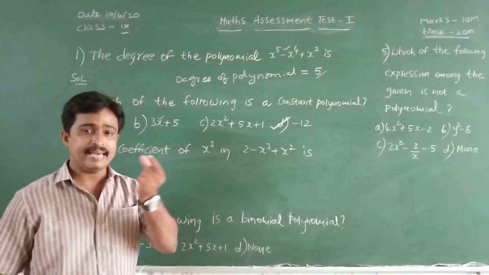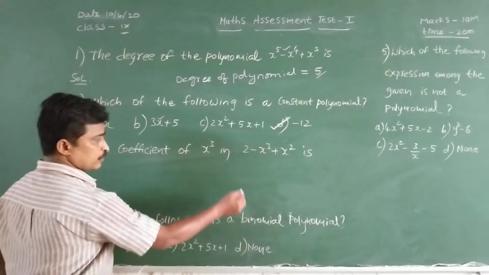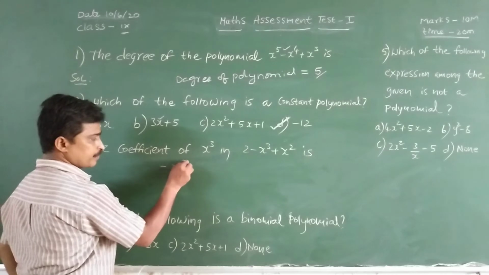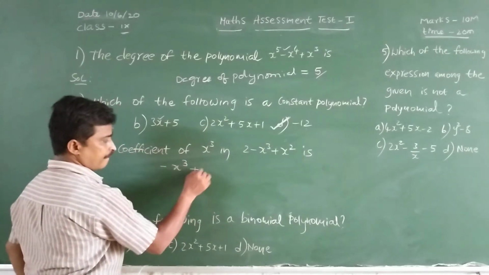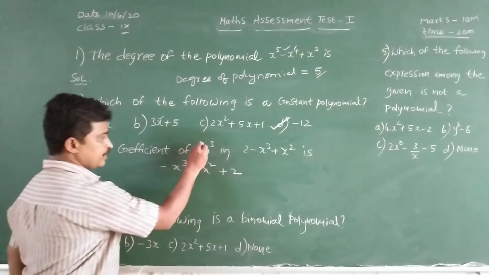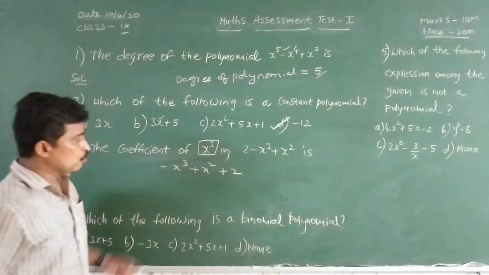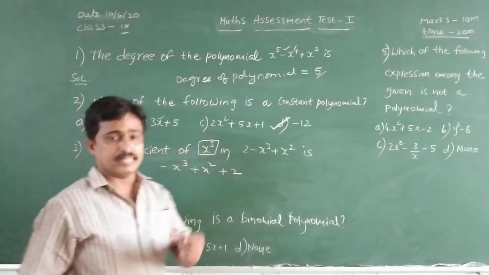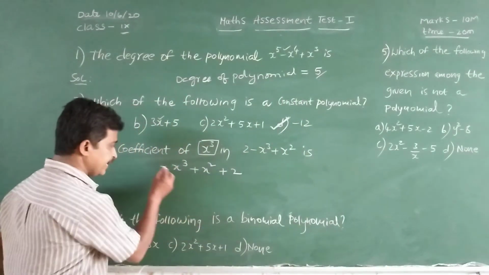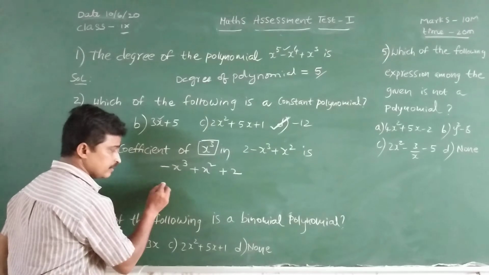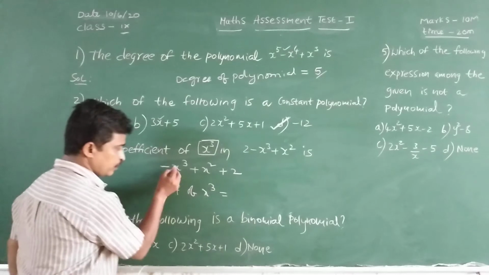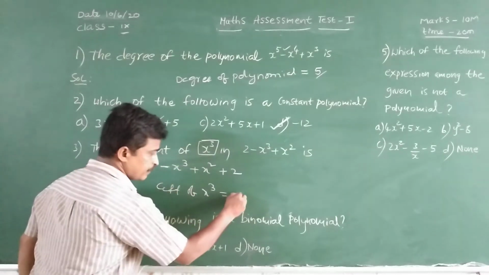First of all, rearranging the given terms with the highest degree 3 first, rewrite the term minus x cube first, after that x square, and after that plus 2. You observe that he is asking the coefficient of x cube. Coefficient means the numerical value of the term x cube. Here the numerical value is negative. Only negative means that it is equal to minus 1. Therefore, the coefficient of x cube is minus 1.